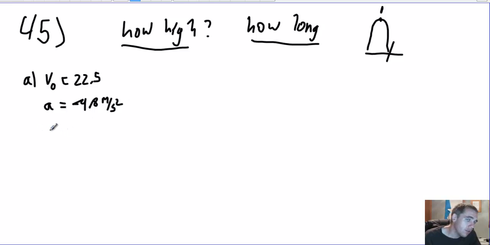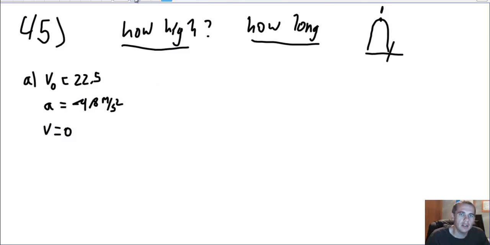And the other thing I know about this is when it's at its highest point, when it's changing direction, its velocity is 0. So I can get my information, and now I need to go ahead and use that. I'm trying to find when the final velocity is 0, how high is it? And I can say the final velocity is 0 at its highest point because it's changing directions.